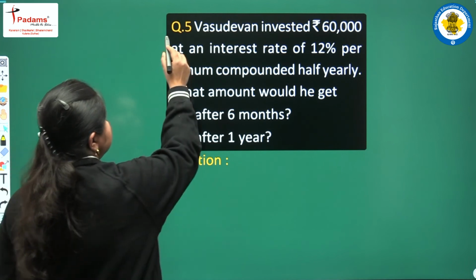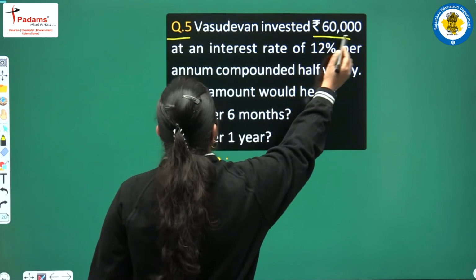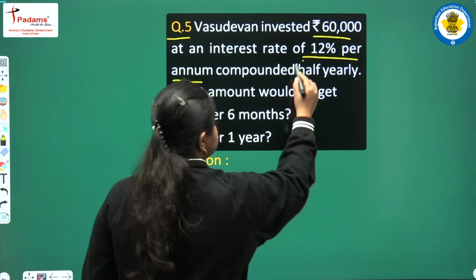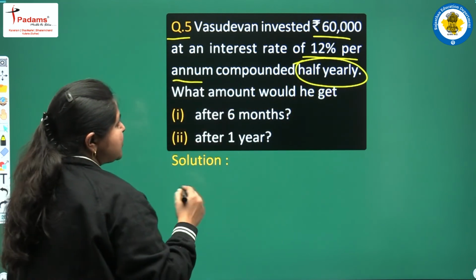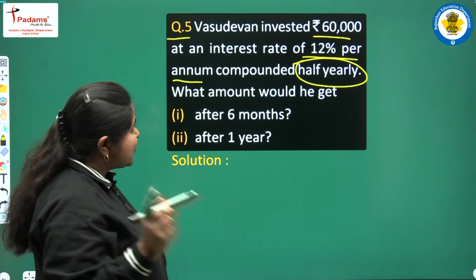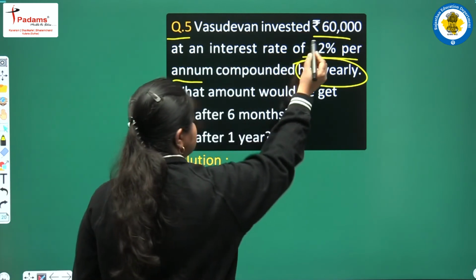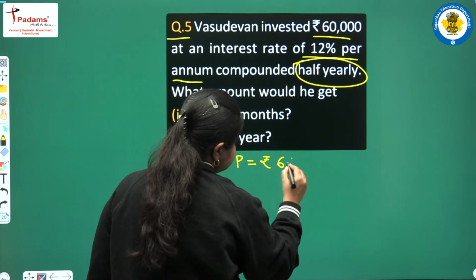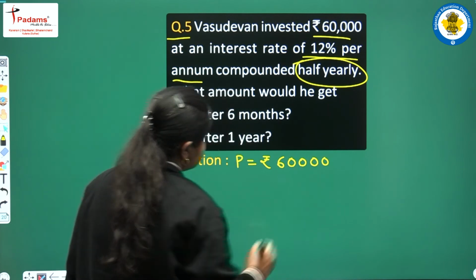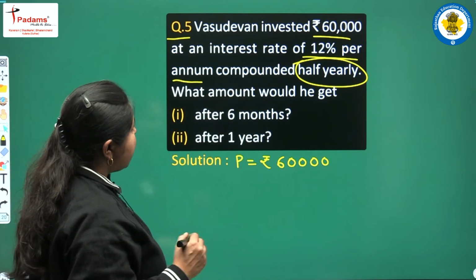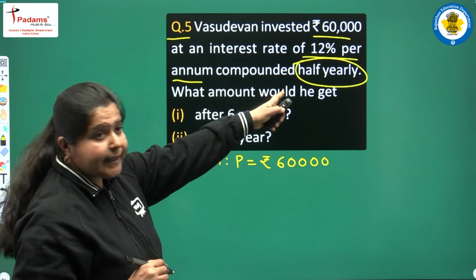Question 5. Vasudevan invested rupees 60,000 at an interest rate of 12% per annum compounded half yearly. What amount would he get after 6 months and after 1 year? So here Vasudevan has invested rupees 60,000. First we write the principal which is rupees 60,000. Then here the rate, it is 12% per annum and it is being compounded half yearly.